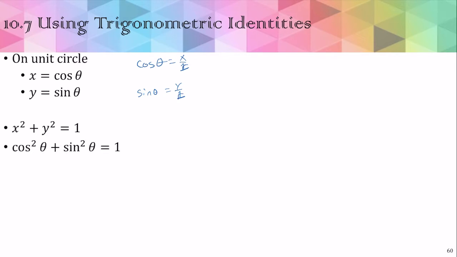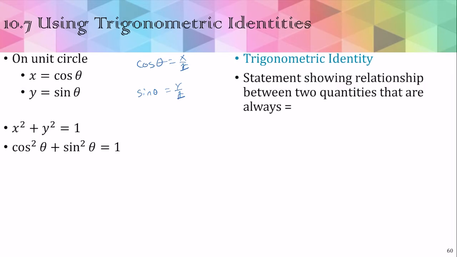That's called an identity, which is a statement showing a relationship between two quantities that are always equal, no matter what value I plug in for the angle. When I do cosine squared of that angle plus sine squared of that angle, it'll always equal 1.